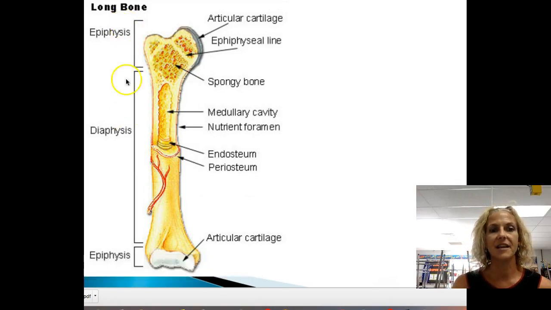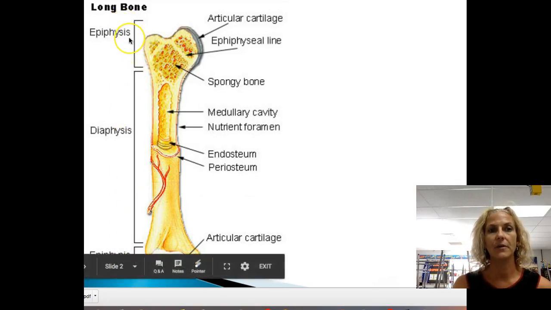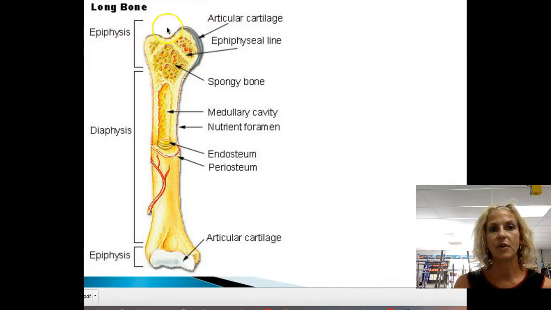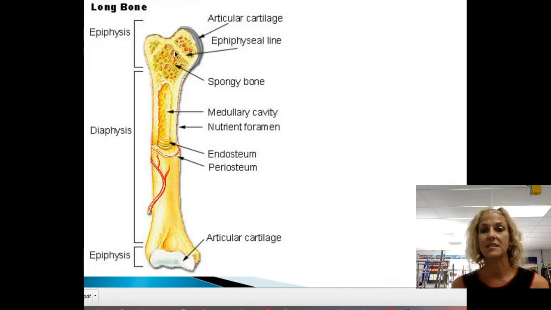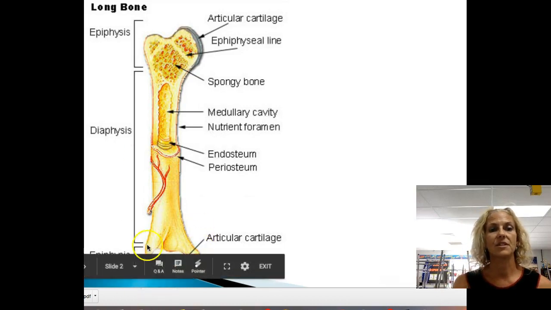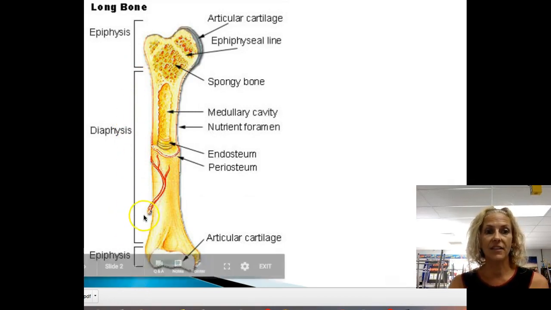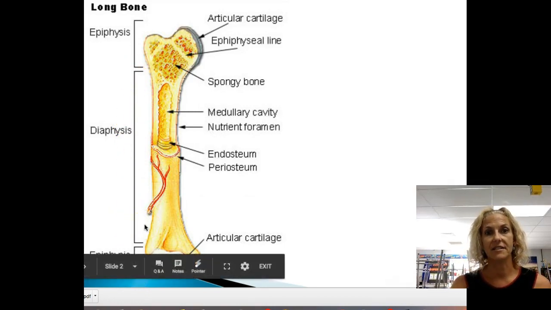The epiphysis are the two ends of the long bone. So epi means above or upon. So this is where you're going to have your articular surface. Articular means joint. So this is where it's going to join with another bone. Diaphysis, dia is through. So the length of the long bone is called the diaphysis.